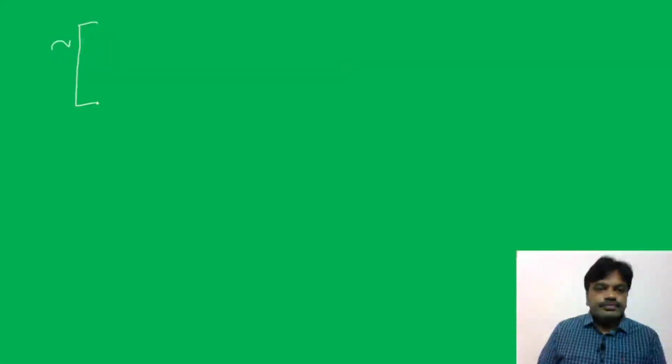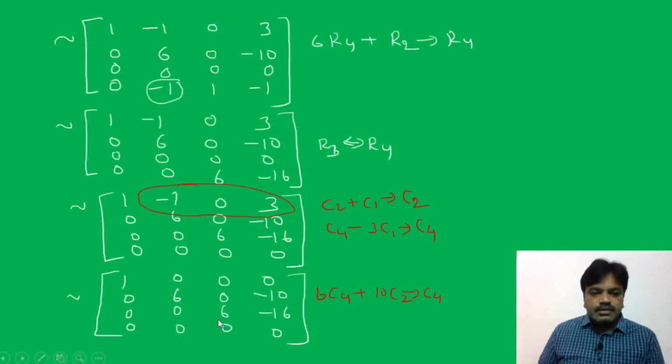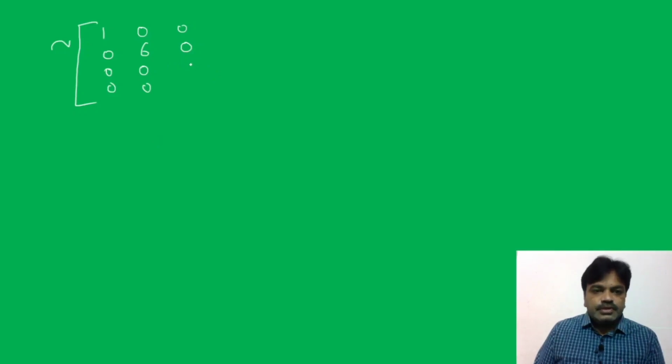This is equivalent to 1 0 0 0, 0 6 0 0, 0 0 6 0, 0 0 0 0. So we have the diagonal 1, 6, 6, and this term is 0, this term also 0.